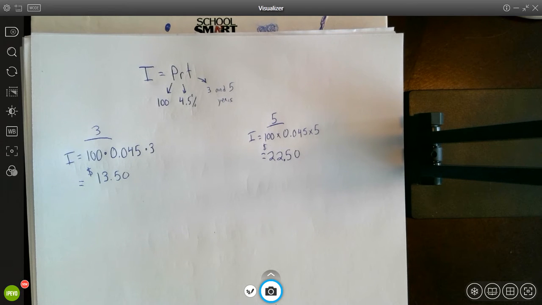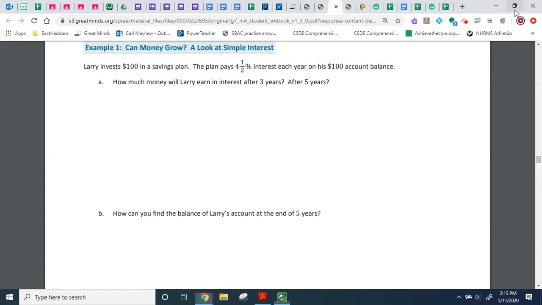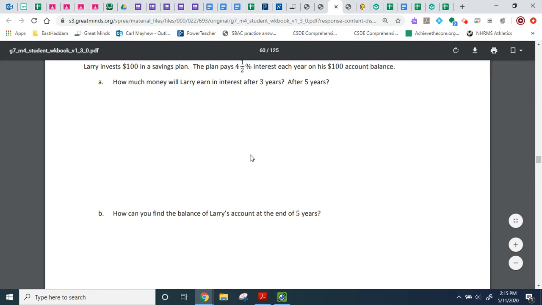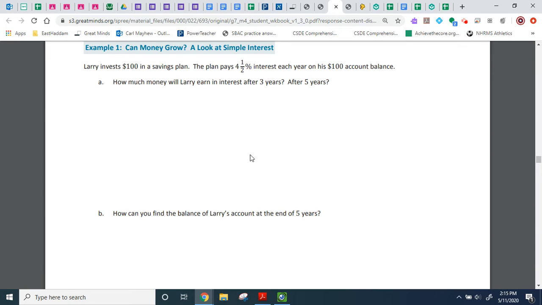So that's kind of the basics when it comes to this interest formula. There's going to be a couple other ones that we talk about later on, or possibly next year as well. But for now, we're just going to be talking about simple interest there. When it says, how can you find the balance of Larry's account at the end of 5 years? Well, if our interest is $22.50 and he started with $100, how much money will be in his bank account now?